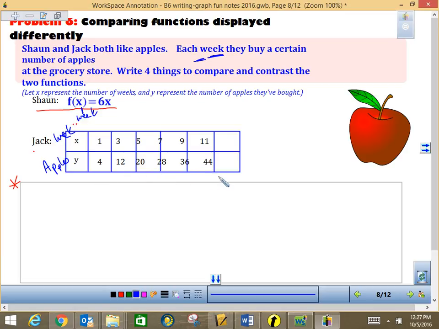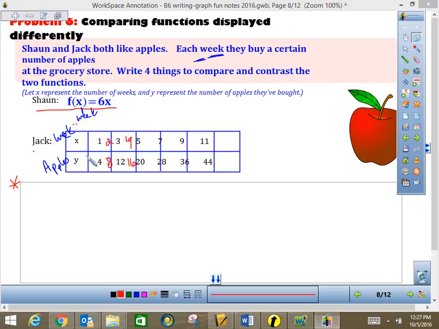Yeah, plus 4. The most common mistake, I would say, is that people think this should be plus 8. But week 2 would have been 8 apples, and week 4 would have been 16. It's just that they only showed the odd weeks. So we want to make some statements. What are some of the things that we can say?